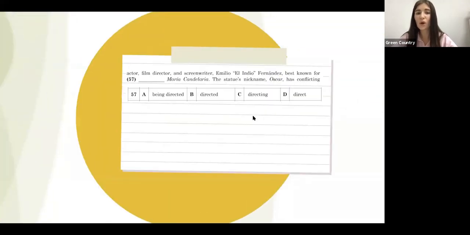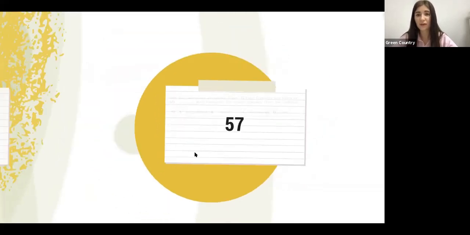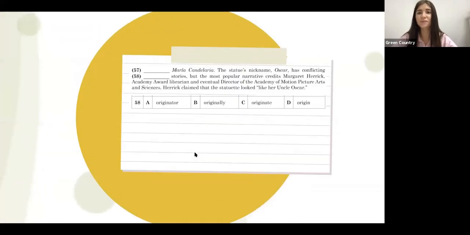57. Best known for. What do you think? Which form? And look at the word film director. Film director, screenwriter, someone best known for directing this like movie, I think, or musical, whatever. So he is famous for doing something. We need a gerund form here. Okay, great. And the last question here.